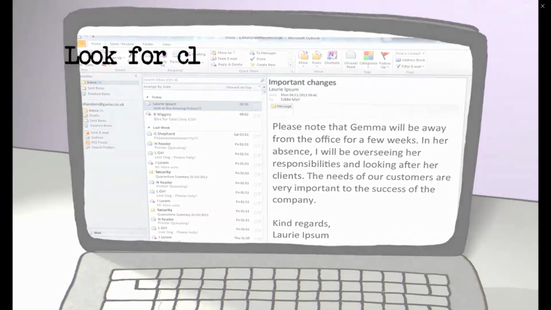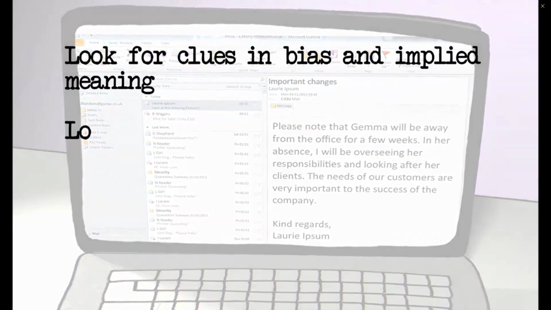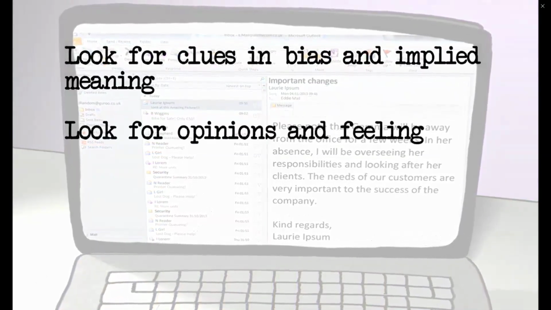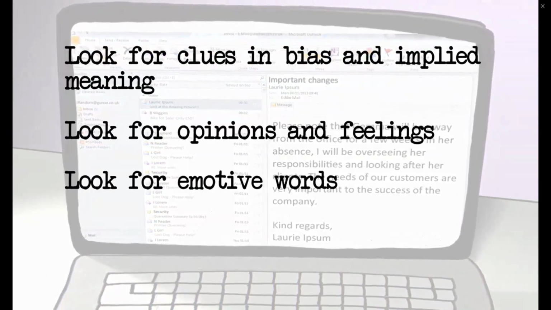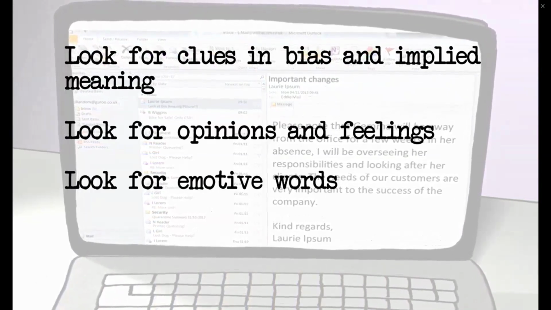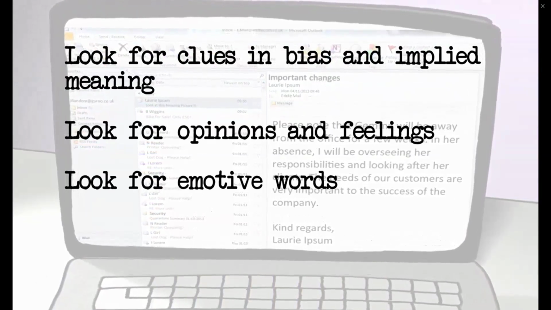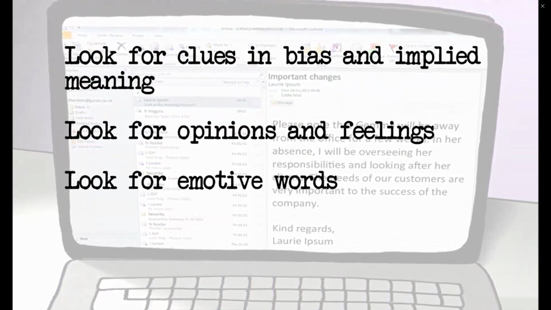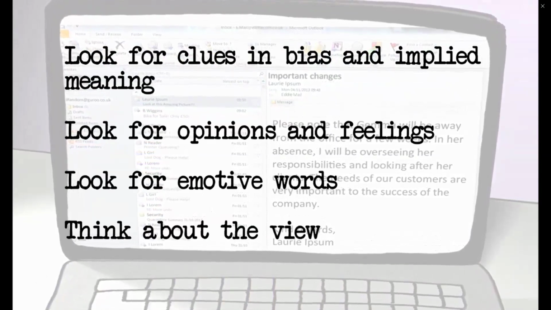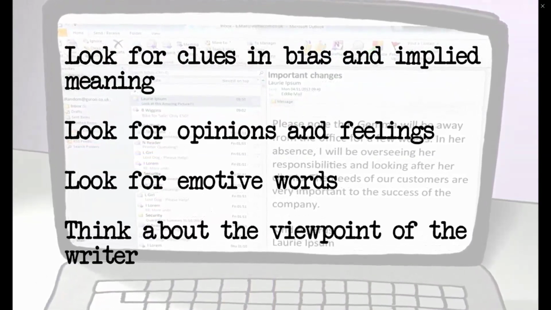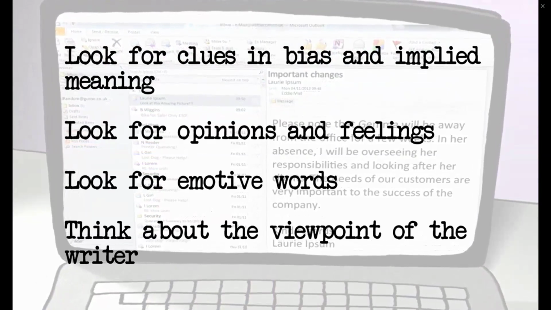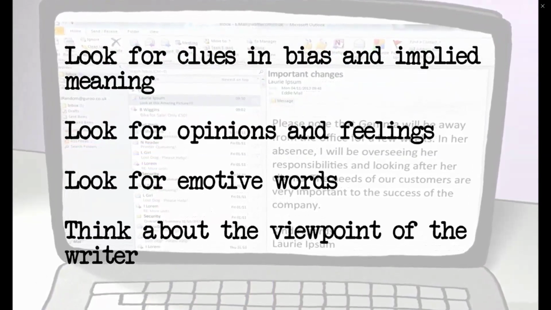Look for clues in bias and implied meaning. Look for opinions and feelings. Look for emotive words that show a preference for something, good or bad. For example, fantastic, superb, magnificent, or even horrific, unacceptable, atrocious. Think about the viewpoint of the writer. Do you agree or disagree with the piece? This can help you to spot where the writer's bias lies.